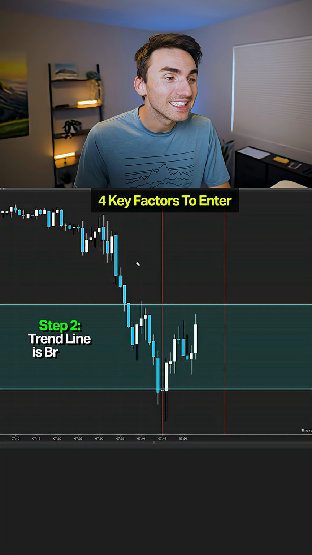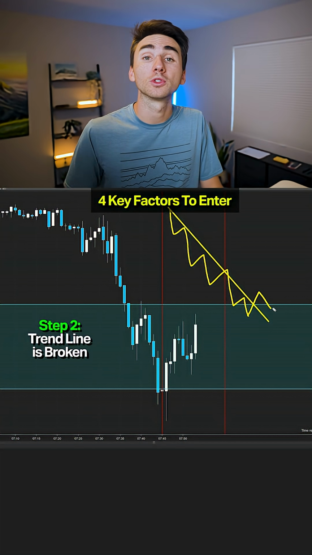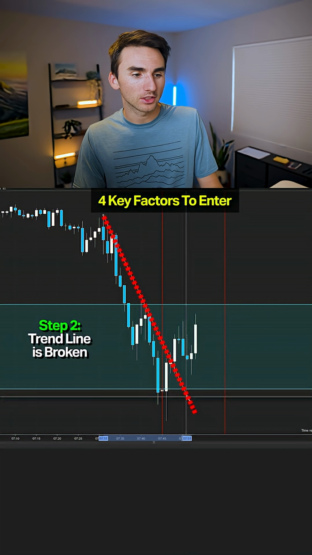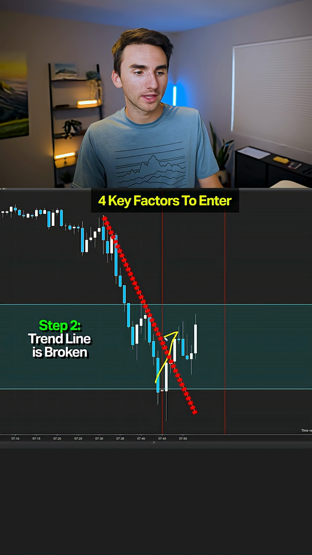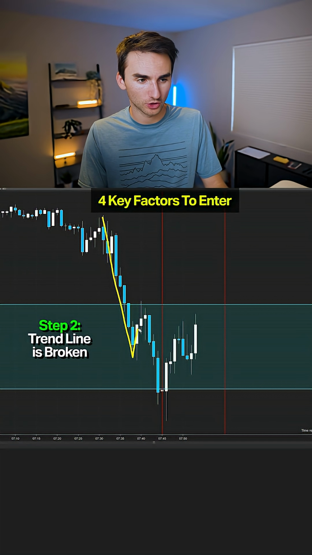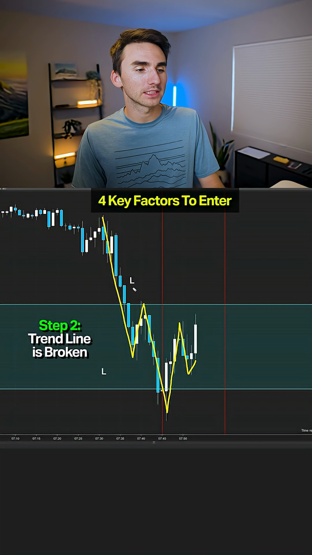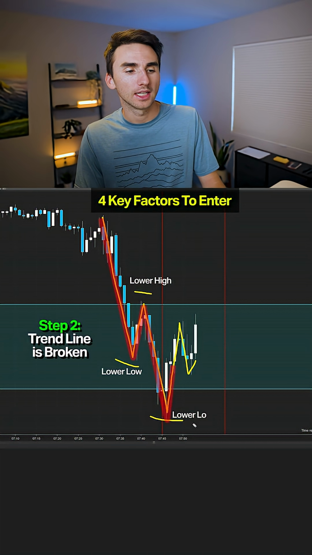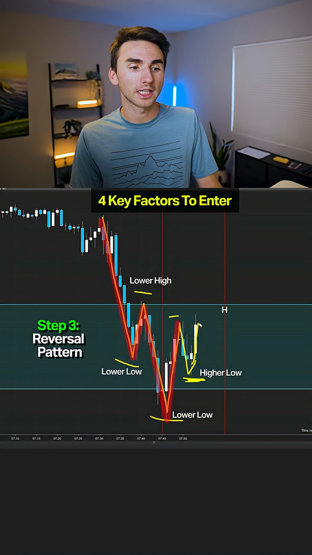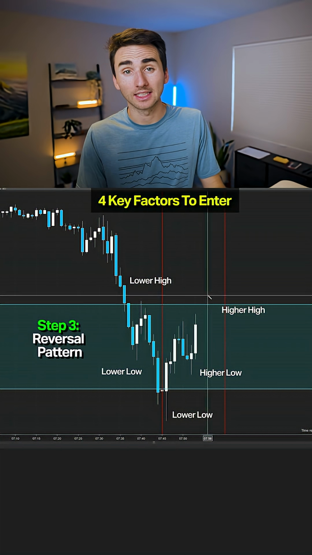Number 2 is the current trend that it's in needs to be broken. And so to do that, I either look at a trend line based off of the current trend, if and when that has been broken, or I watch the swings of the current trend. What are the lows and the highs doing? Once the market stops making lower lows and lower highs and starts making a higher low and potentially a higher high, well, that is another key that the trend is shifting.